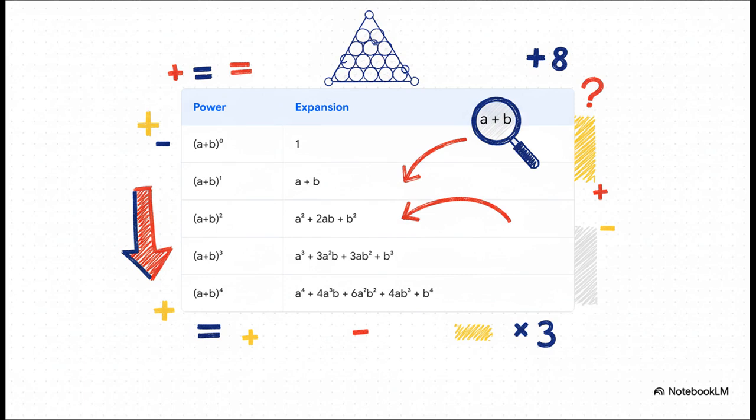Okay, so let's actually lay out the first few expansions and just stare at them. Let's see what pops out. Seriously, take a second. Do you see any patterns jumping out at you? In the letters, the little numbers, the big numbers, anything?